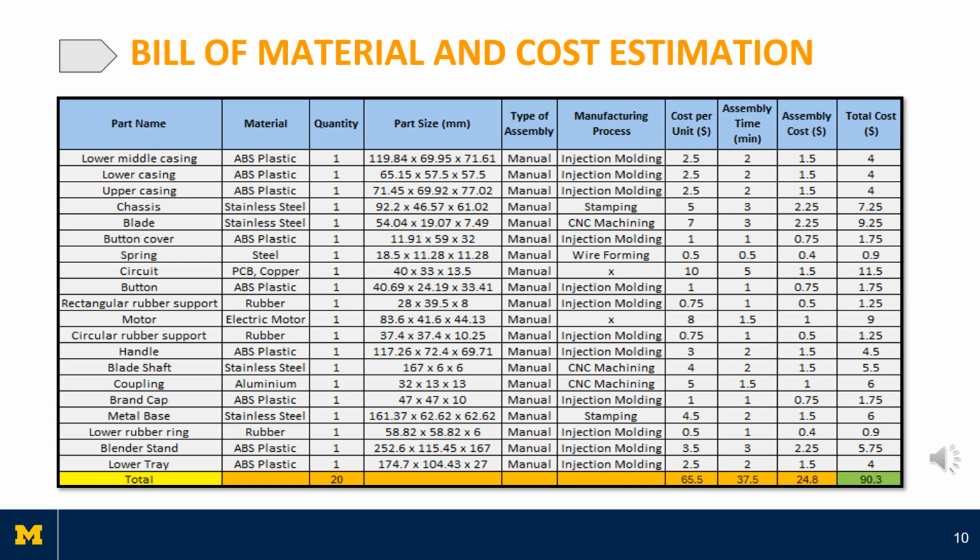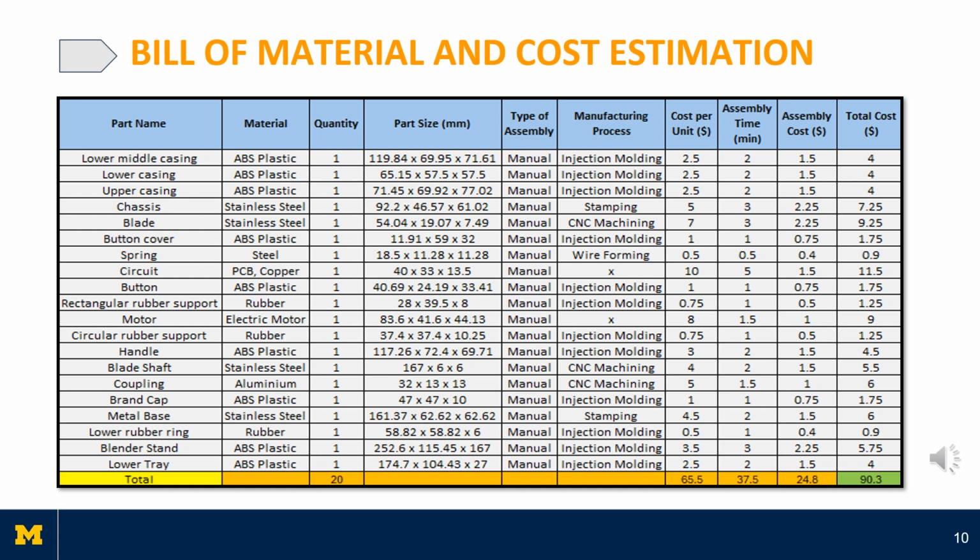The table provides a detailed breakdown of the bill of material for the product, highlighting each part's material, manufacturing processes, and the associated costs. The majority of parts, particularly the casing and other plastic components, are produced using injection molding, which is a cost-effective and efficient process for high volume production. However, due to the high number of casing components, such as the lower, upper, and middle casings, this significantly impacts the total cost, as these parts collectively require more material and assembly time.